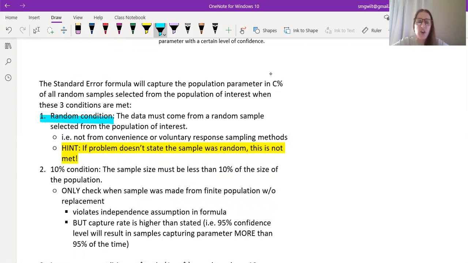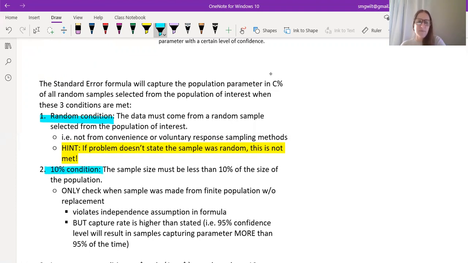And so remember, non-random samples are like convenience samples. So if I'm collecting data from the first 100 people that walk by, or if I'm sending an email or asking people to answer a question or give me data, then those are not random. Ultimately, when you're doing these problems, if the sample is random, it'll literally say they collected a random sample in the problem. So if it doesn't say that the sample was random, that means that condition wasn't met.